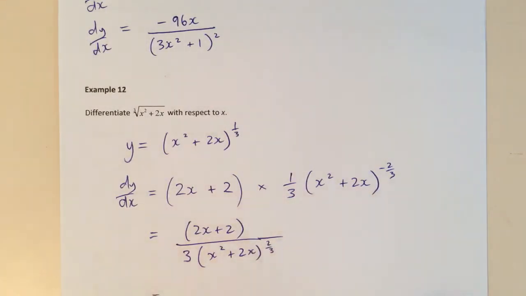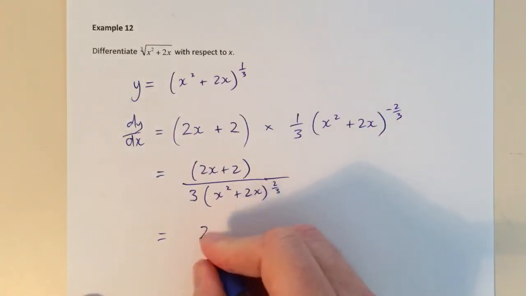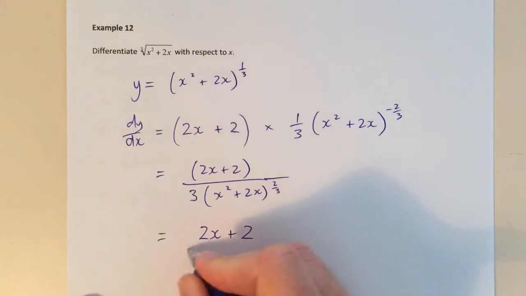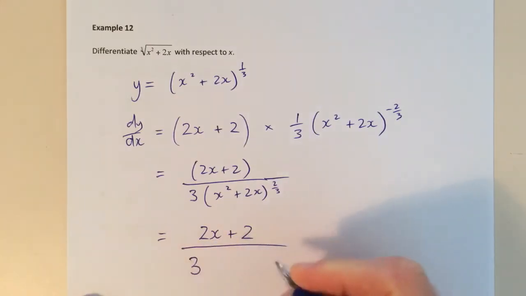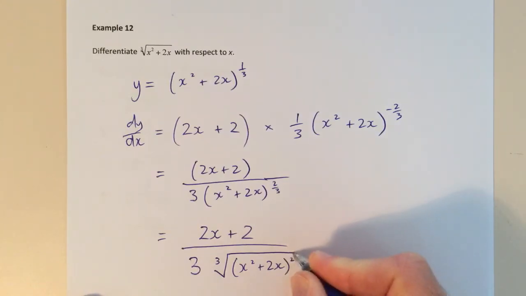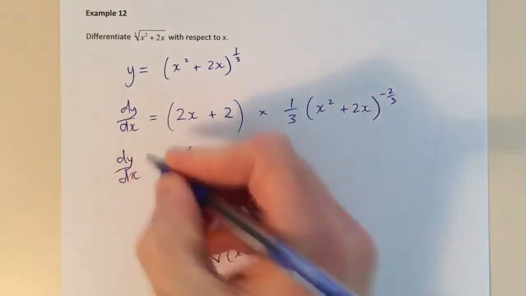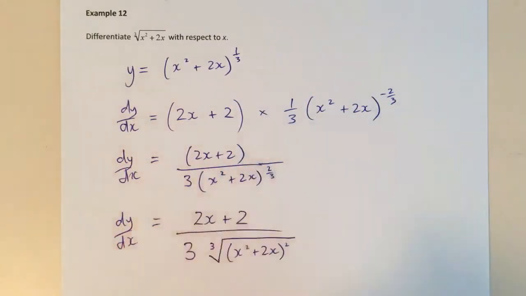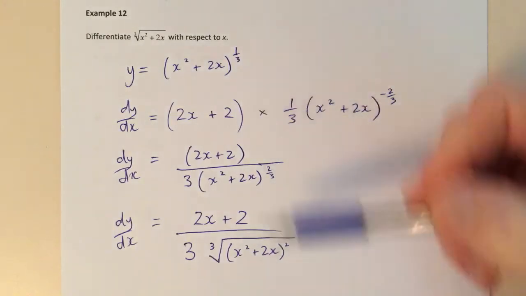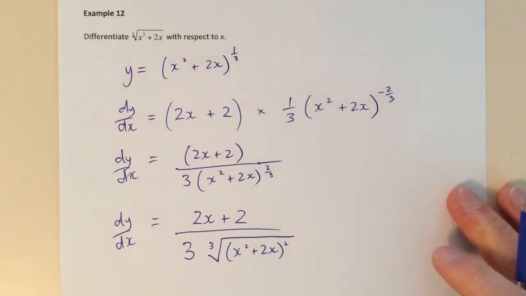And if we want to write it in the form of how the question was written, we can say that this is 2x plus 2 over 3 times the cube root of x squared plus 2x, all to the power of 2. That would be our final answer, or the result of differentiating the cube root of x squared plus 2x with respect to x. So just more and more practice with using the chain rule here.